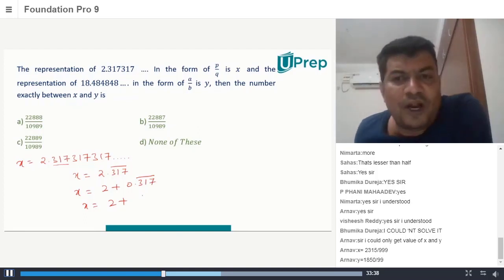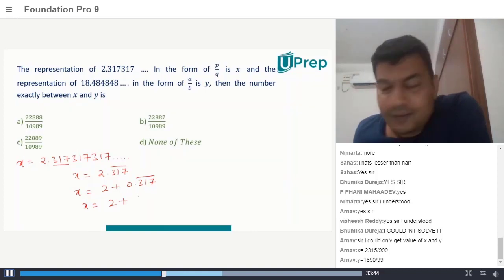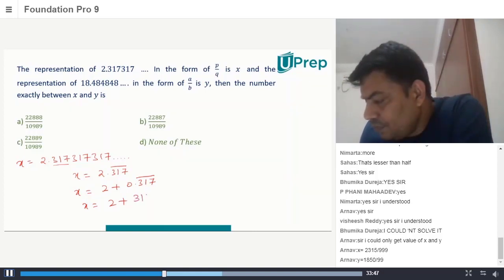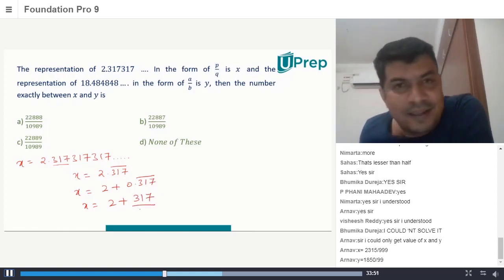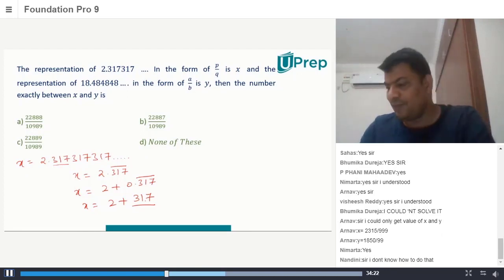Can anyone tell me what is 0.317 bar? How can you write it as a fraction? 317 upon 1000? No, it's 317 upon 999, right? Nandini says, I don't know how to do that. Okay, let me teach you then.